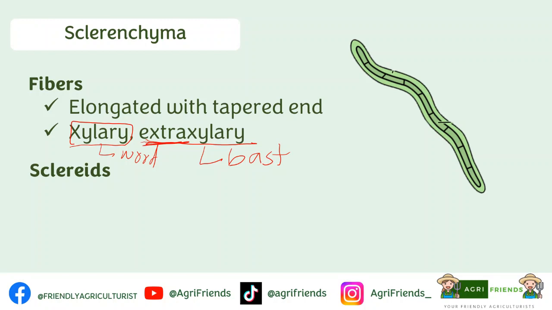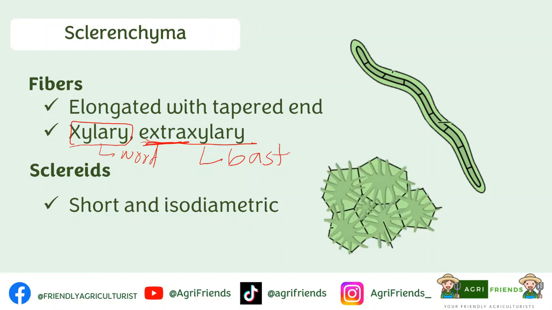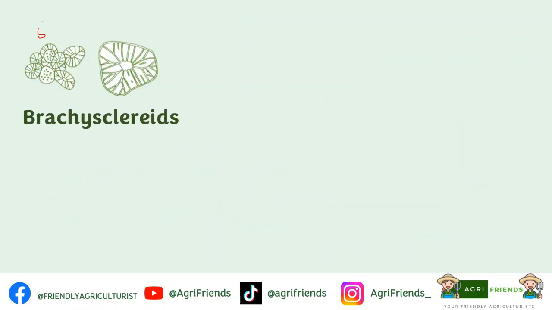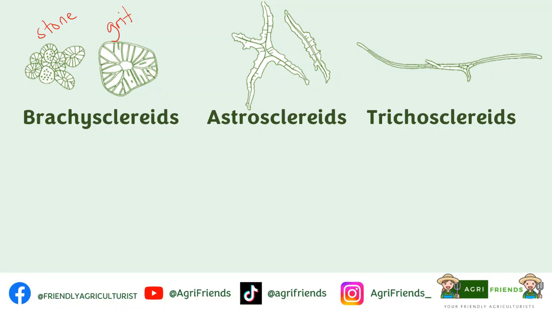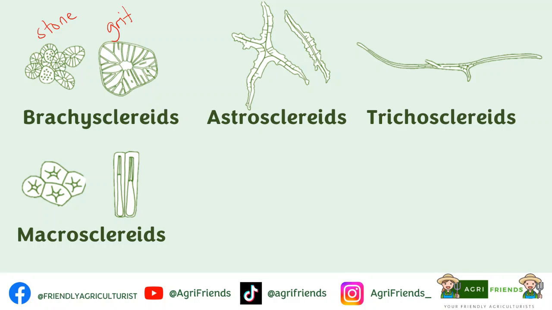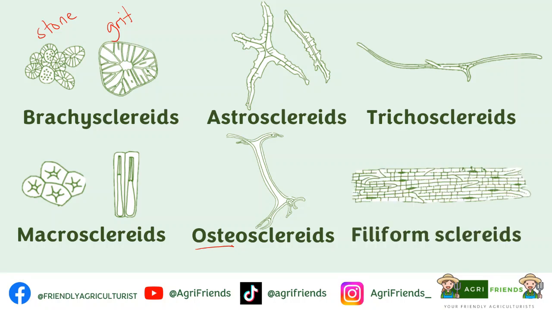The next type of sclerenchyma is the sclerates. So these are short and isodiametric in shape. This is what a sclerate may look like. So there are different types of sclerates. We have the brachysclerates or the stone or the grit cells. The astrosclerates or the star-shaped sclerates. The trichosclerates, these are the hair-like or the branch hair-like sclerates. The macrosclerates, these are rod-shaped and occur in layers. The osteosclerates, osteo meaning bone, so these are bone-like sclerates. And the filiform sclerates.